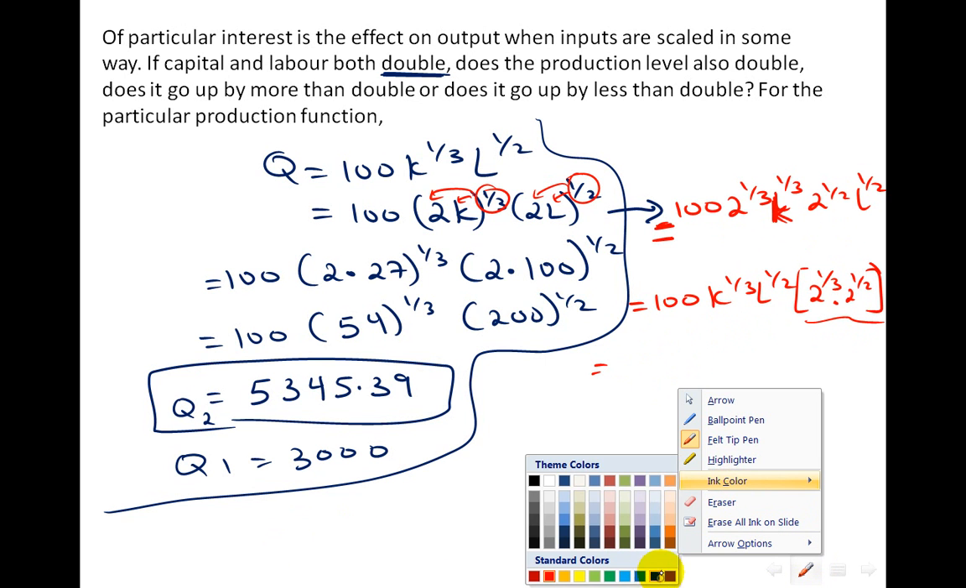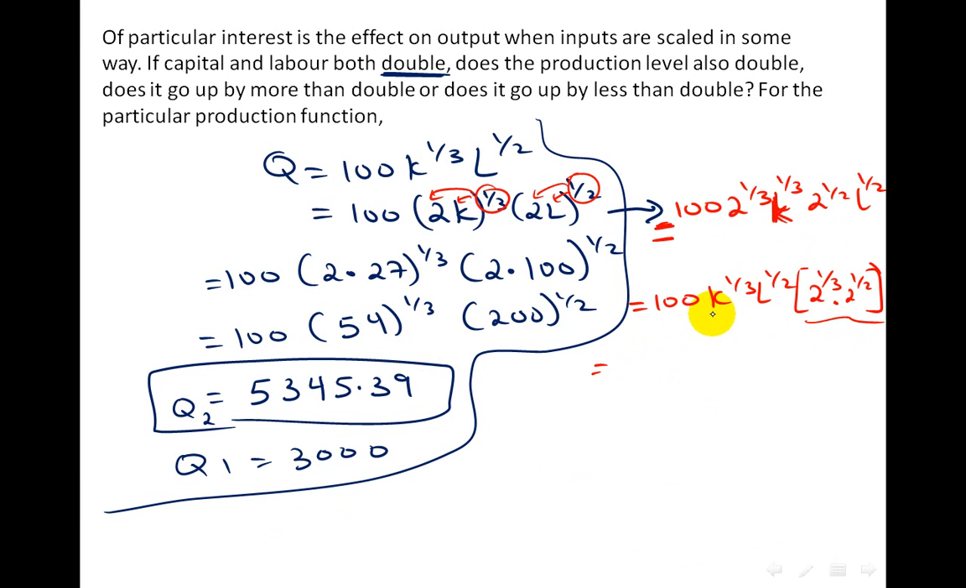Here I'm going back to the first equation that I gave you, which is k to the power of 1/3, L to the power of half, and 100 together. I had from this 3,000, if you remember, in the first cube. So now what's left here is 2 to the power of 1/3 and 2 to the power of 1/2. This is going to be multiplied, just add the exponents.